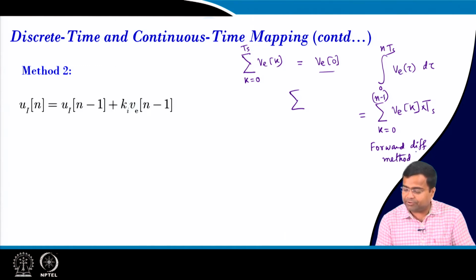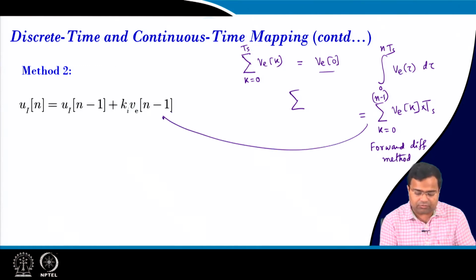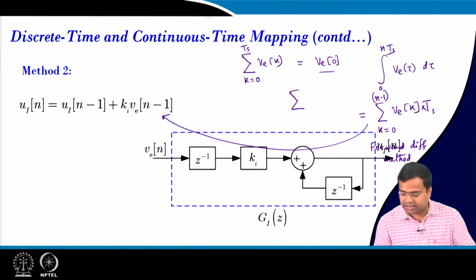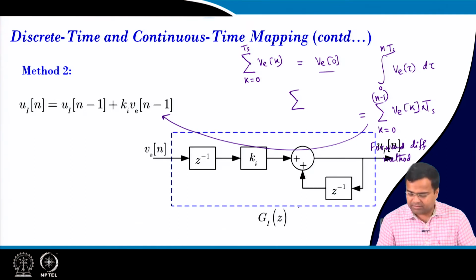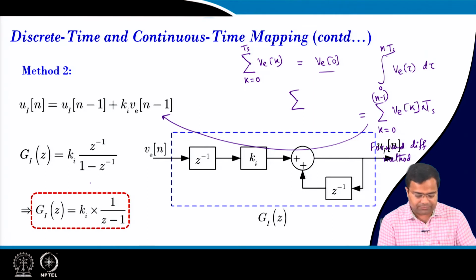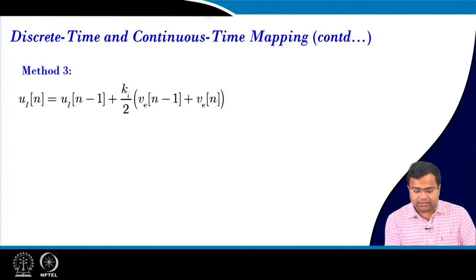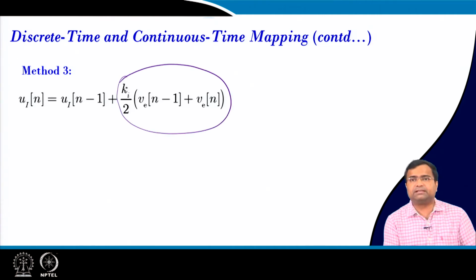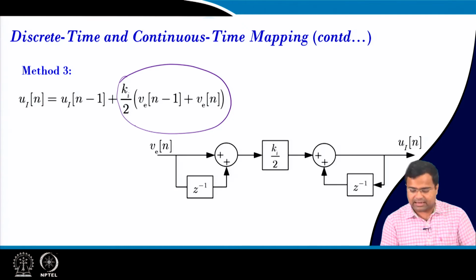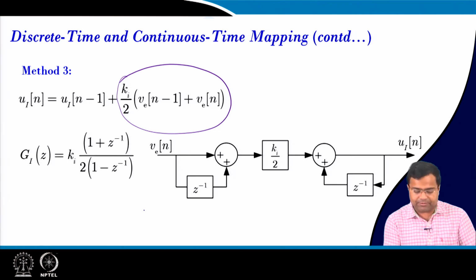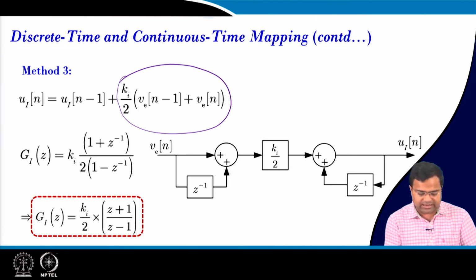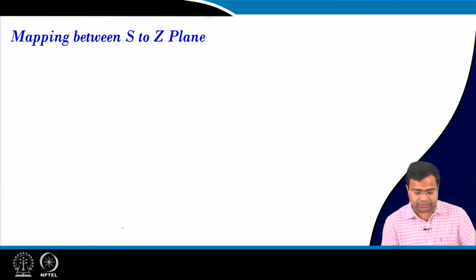And this method, if you again write in iterative algorithm, it will look like this. Okay, so you can implement this method by this transfer function, and if you obtain it, this is the transfer function. Next, by bilinear transformation, the only difference is the last term, and here it will be replaced by the average of these two errors, and that is written here. And if we obtain the implementation of this block, and find the transfer function, it will be k I by 2 times z plus 1 by z minus 1.